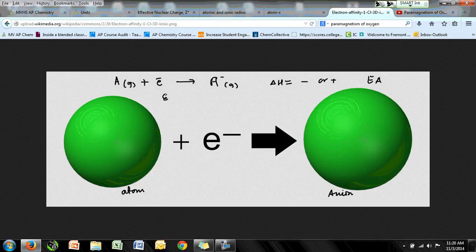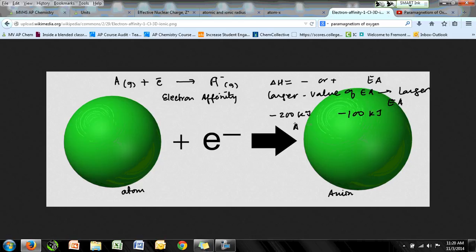Now, few things about electron affinity. First of all, the larger negative value of electron affinity means larger electron affinity. So if an atom has electron affinity of negative 200 kilojoules as compared to negative 100 kilojoules of atom, let's say this is atom A, this is atom B. We'll say atom A has larger electron affinity as compared to atom B.